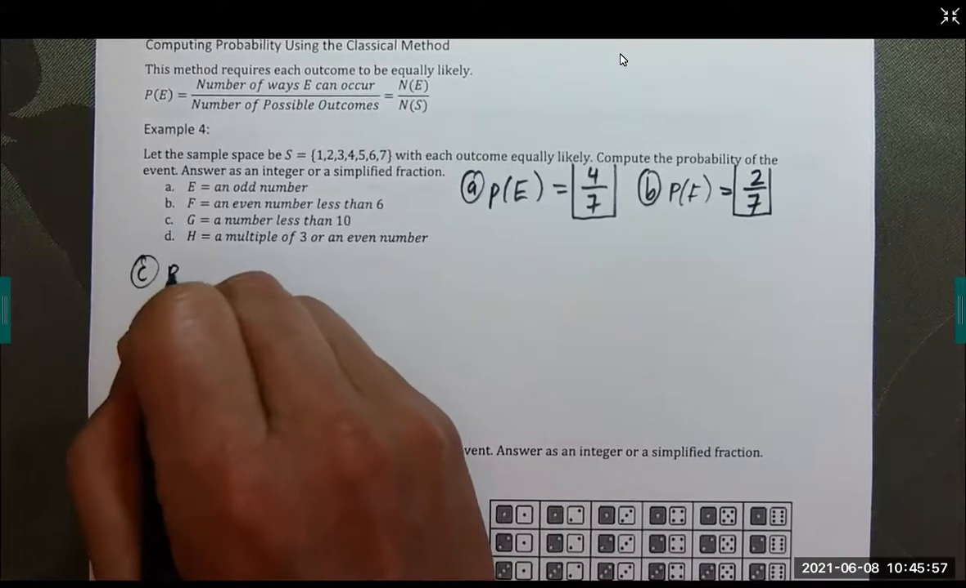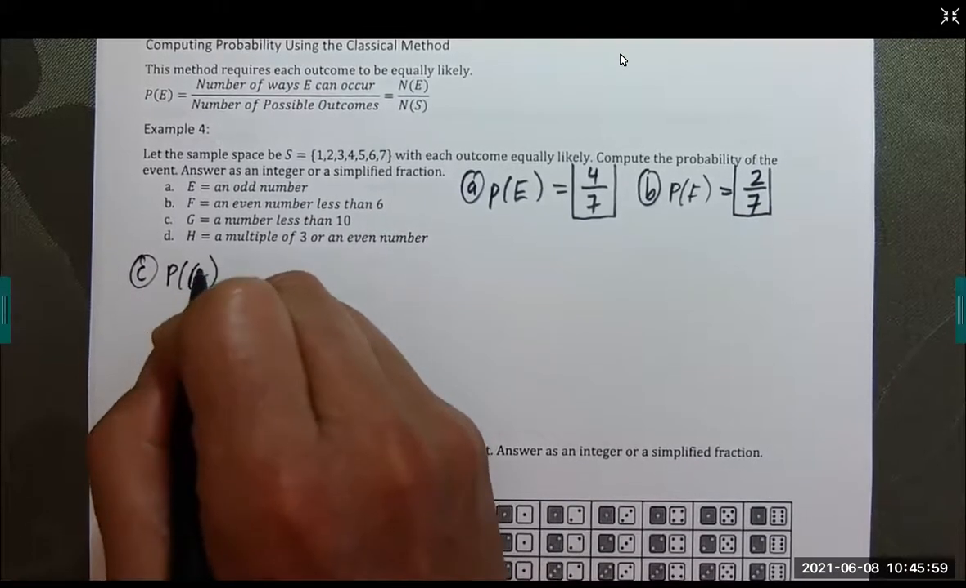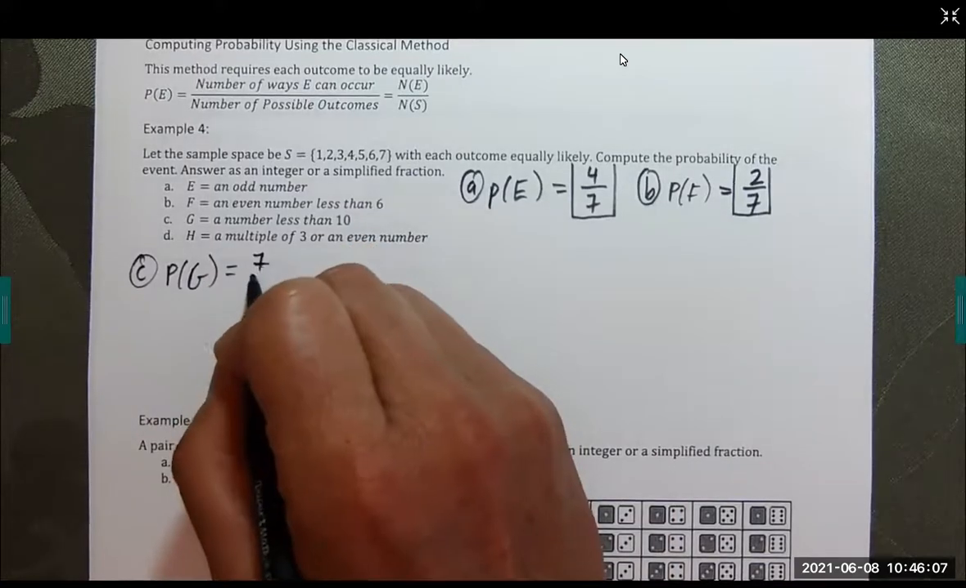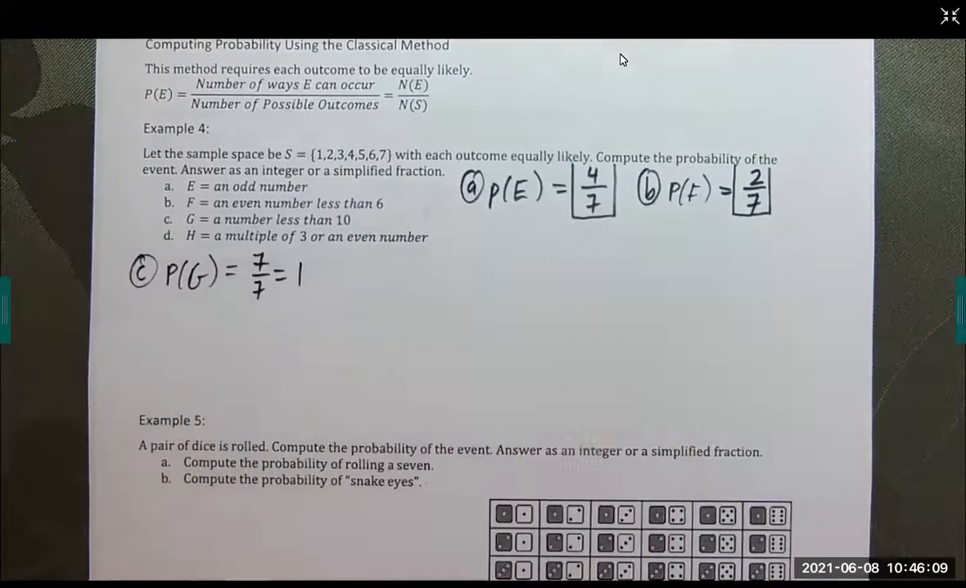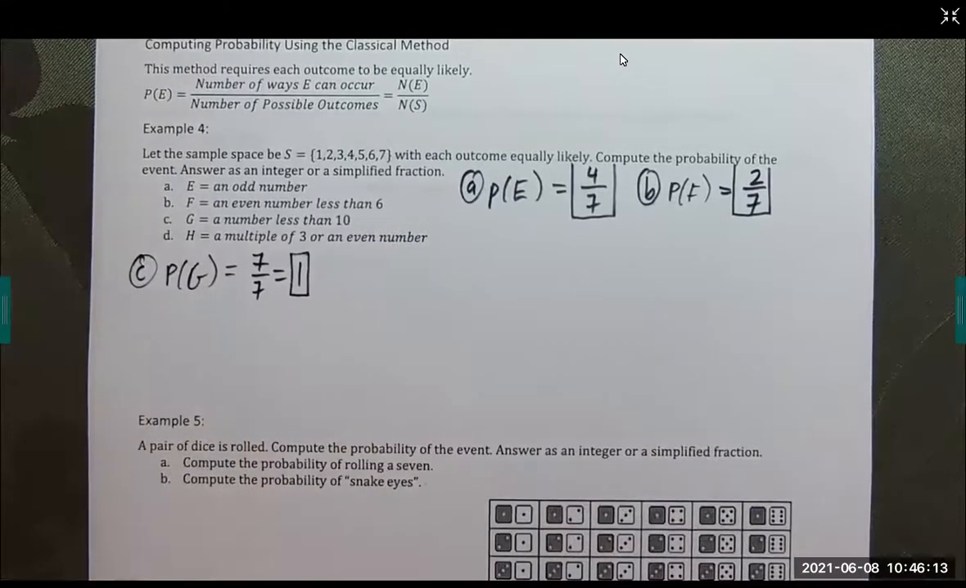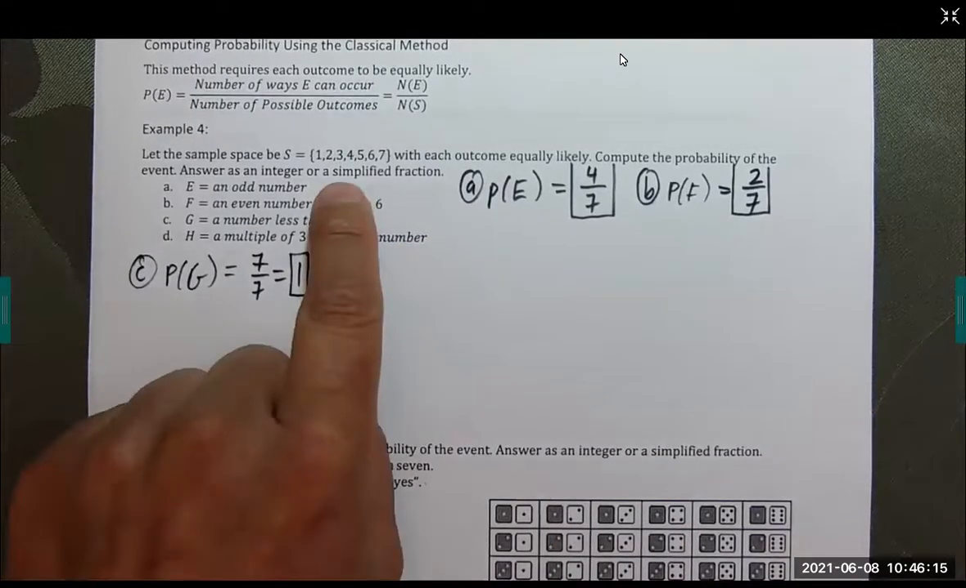Probability of event G happening. G is a number less than 10. All of these numbers are less than 10. 100% of the time, if we select any of these numbers, they're all going to be less than 10.